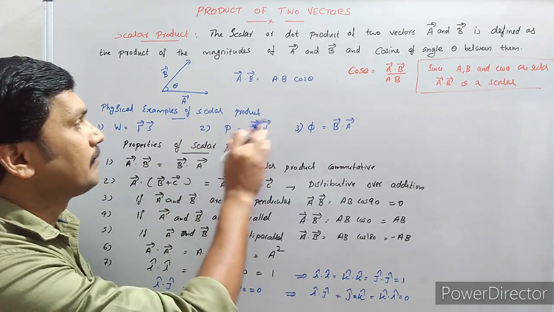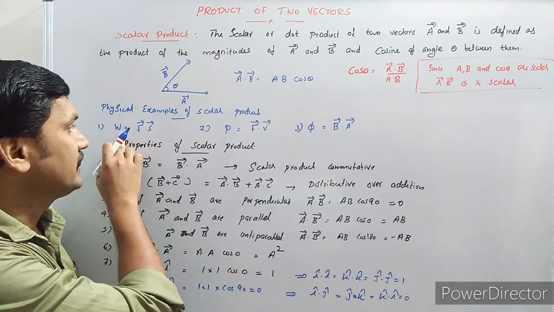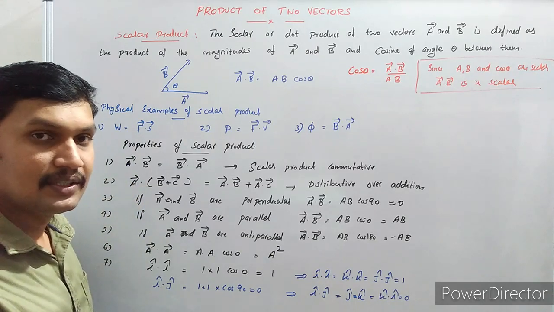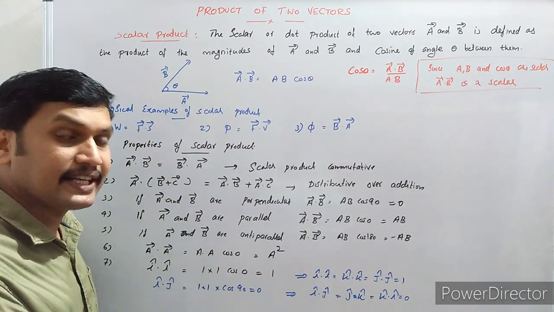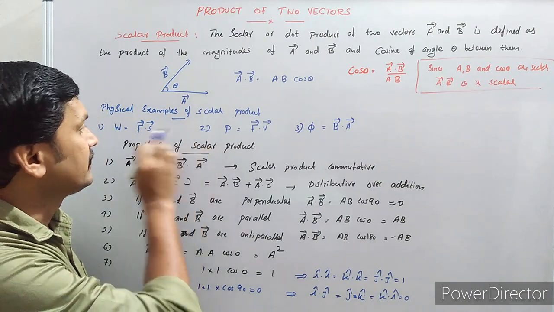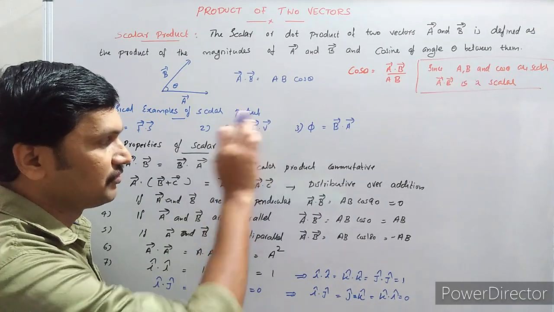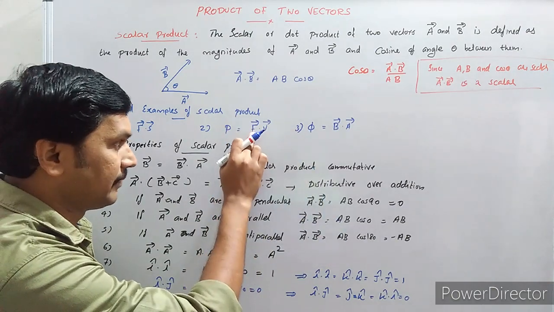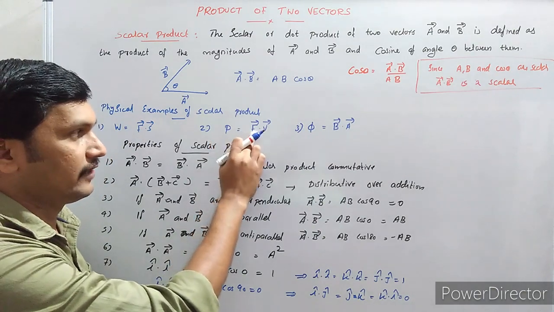Let us see some physical examples of scalar product. For example, work. Work is the scalar product or dot product of force and displacement vector. Work is equal to F dot S. The work is a scalar product of force and displacement vector, so work is a scalar quantity. Now another example: power is equal to F dot V. Power is the dot product between the force acting on a body and its instantaneous velocity. P is equal to F dot V.